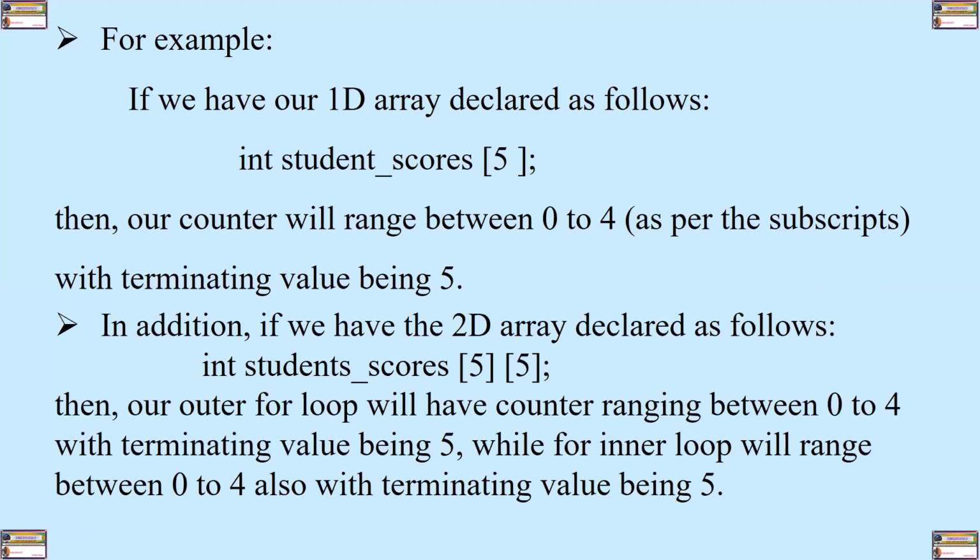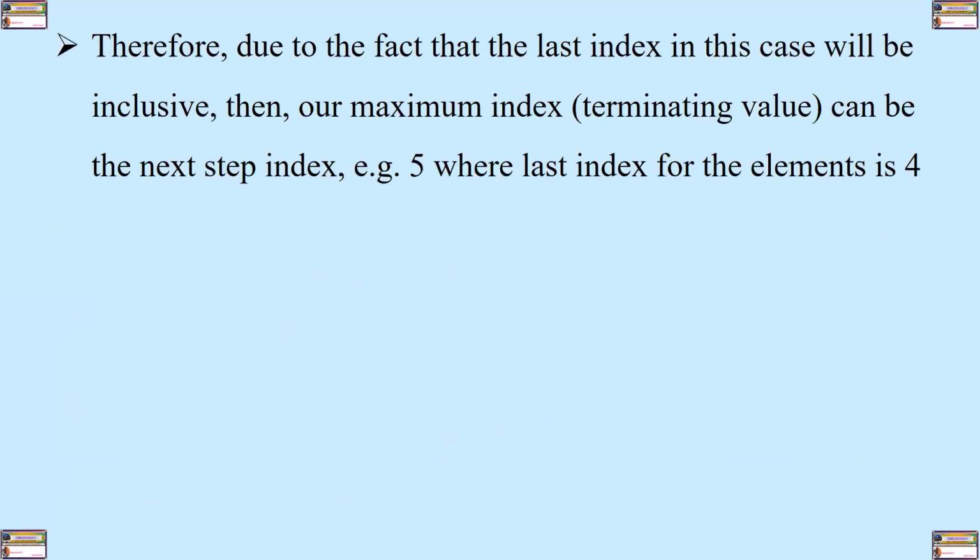For the inner loop, it is the same. Our elements are ranging between 0 and 4, so it is going to be terminated by 5. So 5 will be the highest value and 0 will be the lowest value. So 0 and 5 are our counters. Therefore, because the last index is inclusive, our maximum terminating value will not be the last index. It will be the next subsequent index.